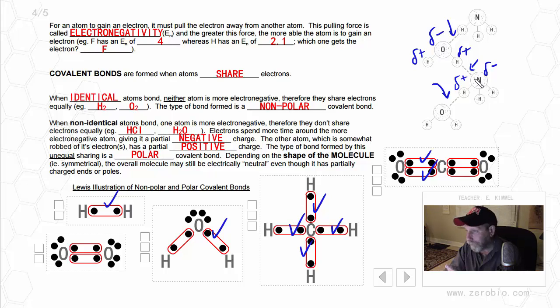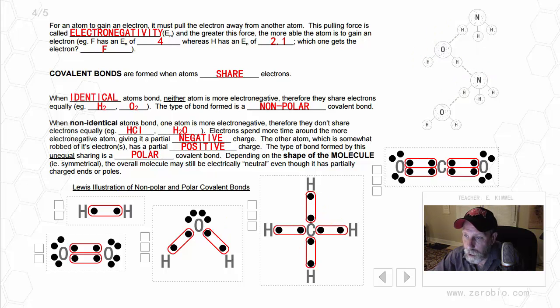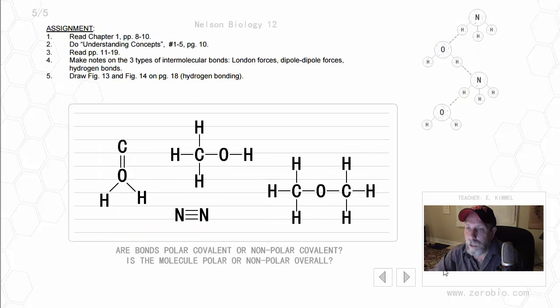These are between molecules, intermolecular bonds. Hydrogen bonds form between an electropositive or partially positive hydrogen and an electronegative atom like oxygen or nitrogen, all right? So that's just something that you can read about, but it also brings in the polarity aspect. Okay, on to the last page.